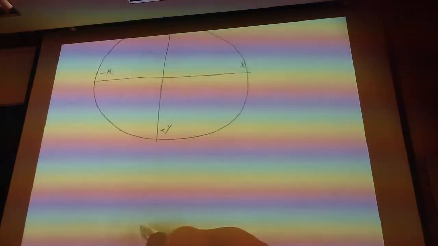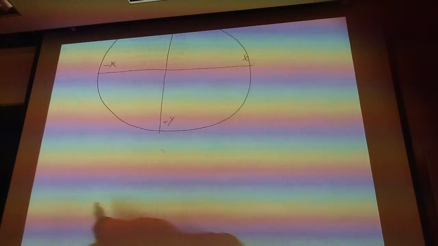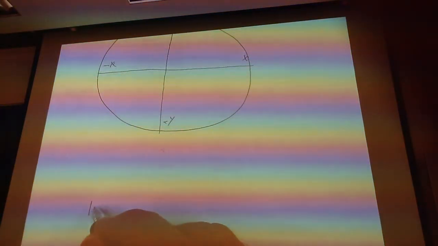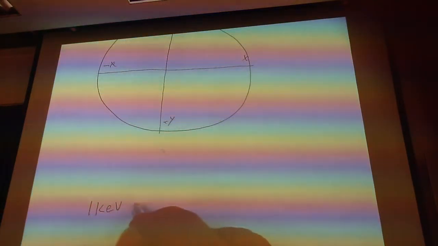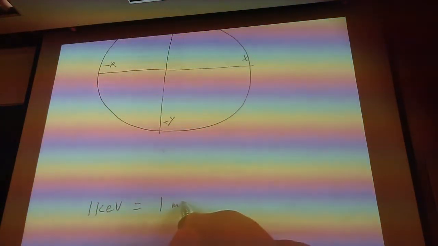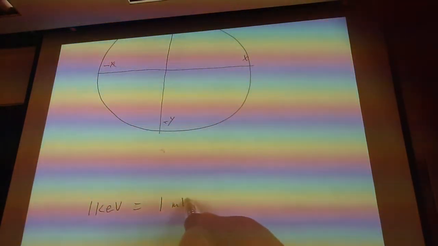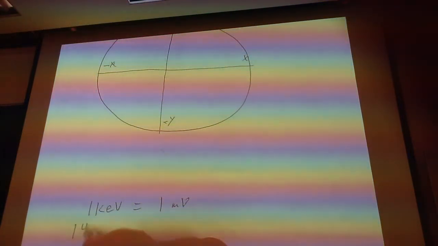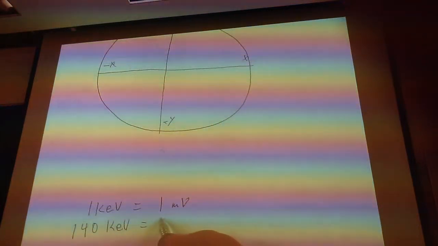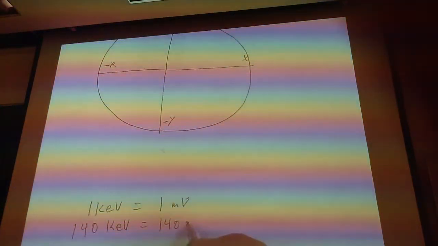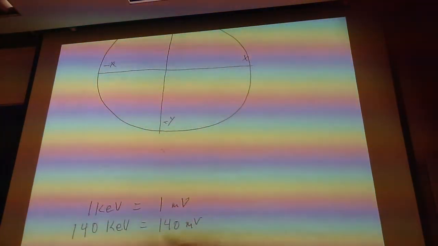Okay, let's give a hypothetical example here so that you'll get an idea. We know that 1 keV will produce approximately 1 millivolt. So 140 keV will produce approximately 140 millivolts. There's a proportionality there.